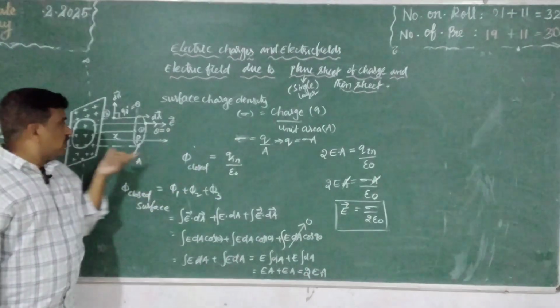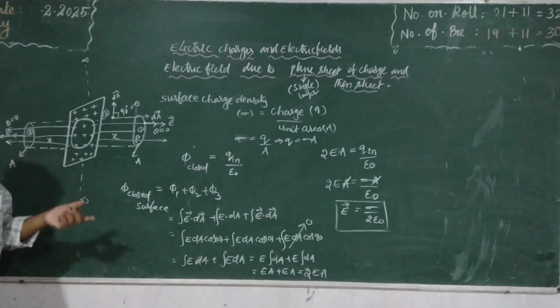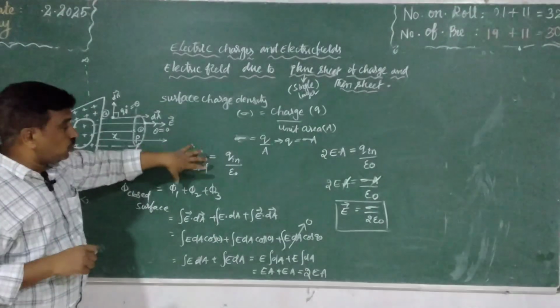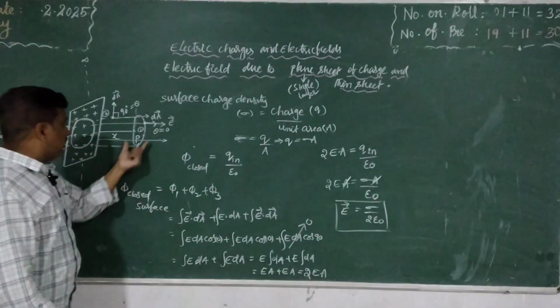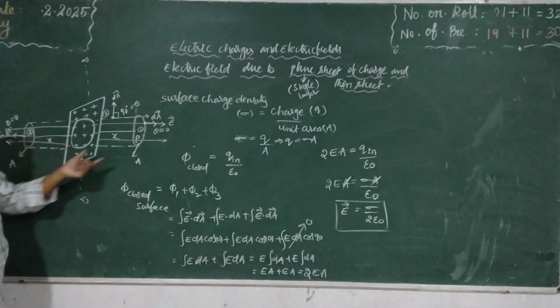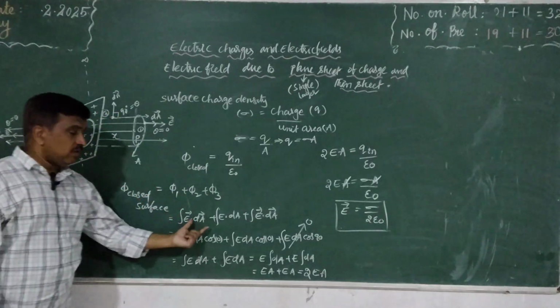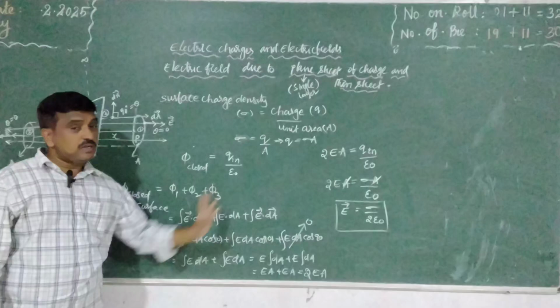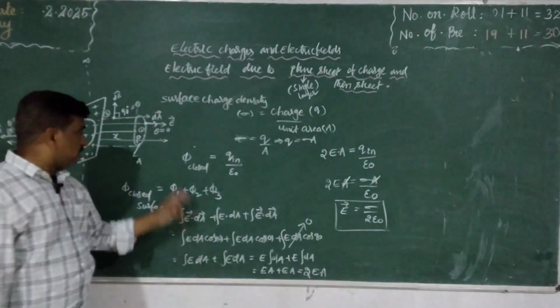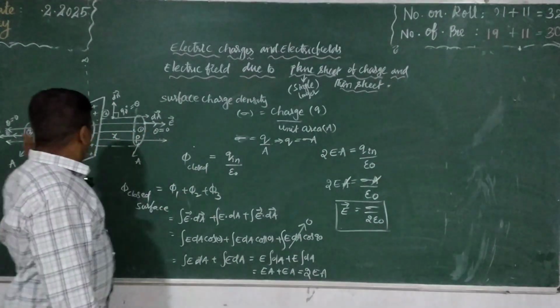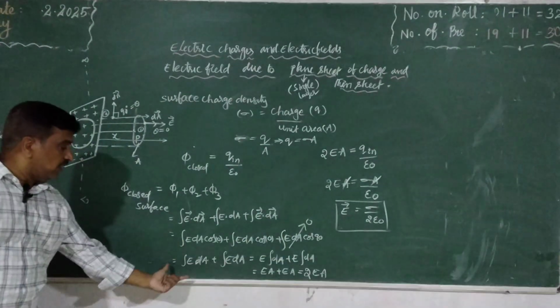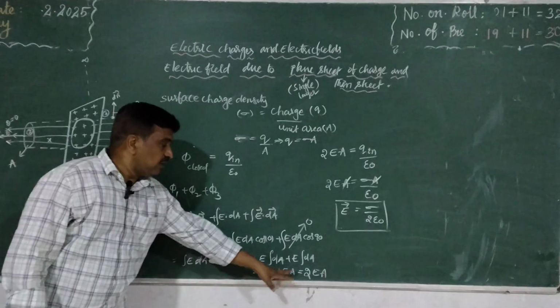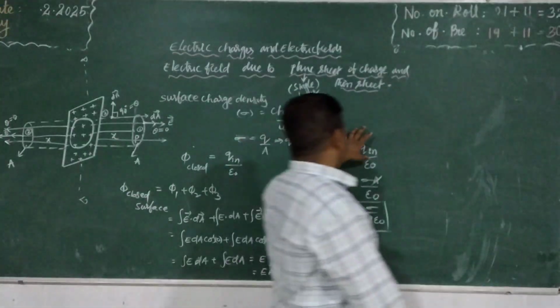What is Gauss law? The net flux through a closed surface is q inside by epsilon naught. Net flux: here phi 1, here phi 2, here phi 3. Phi 1 is the integral of E dA, and so on. So E dA cos theta. Theta here is 0, here 0, and here 90. Substituting cos 90 equal to 0, we get E dA plus E dA, so 2EA, equal to q inside by epsilon naught.